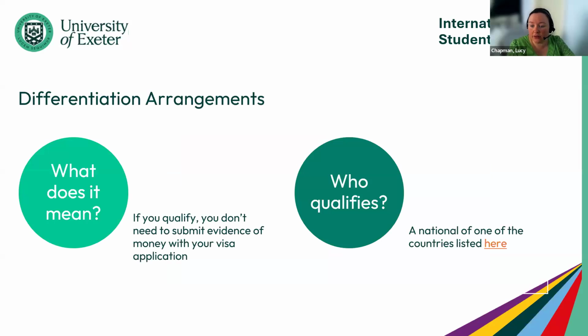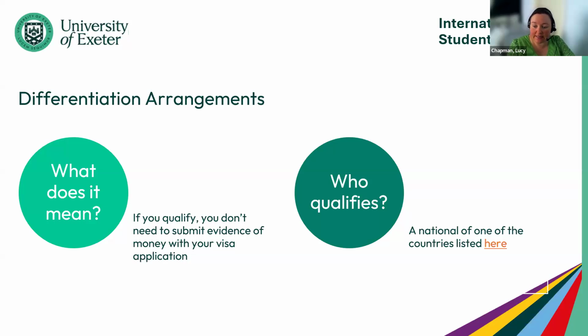You qualify if you are a national of one of the countries listed in paragraph 22.1 of the immigration rules, and you are applying in the country where you live or the UK. We'll post a link in the chat box for you to check the list to see if you qualify.